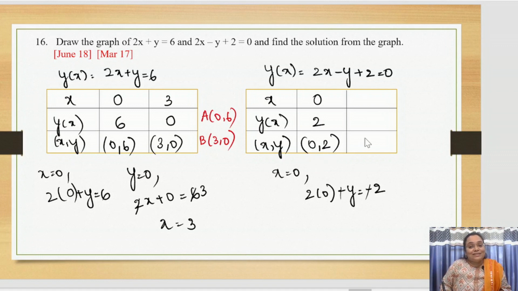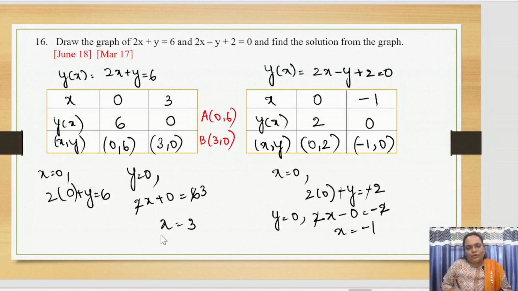So when y is 0, you will get 2x minus 0 equals minus 2. 2 and 2 will get cancelled. x will be minus 1. So when y is 0, x will be minus 1. Coordinates are minus 1 and 0. Okay. You can take the points as C of 0, 2 and D of minus 1, 0.